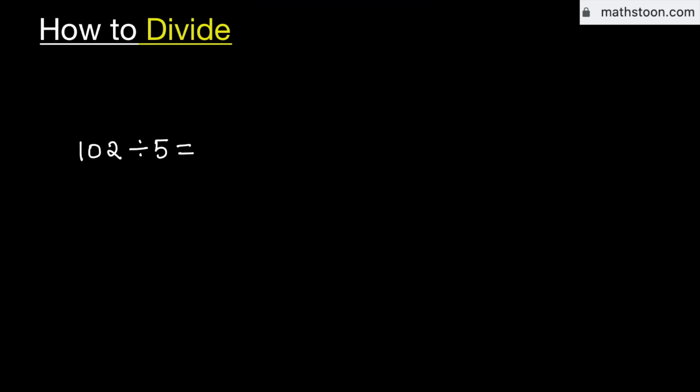Let's learn how we divide the number 102 by 5 using the long division method. See that 1 is less than 5, so we will consider the number 10. We know that 5 times 2 is equal to 10. Subtract, we get a 0.